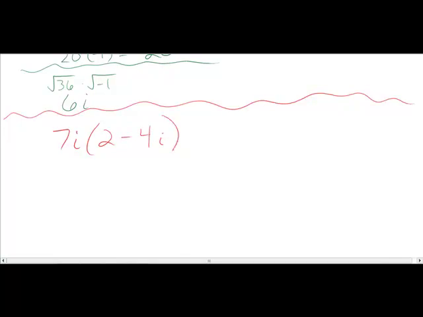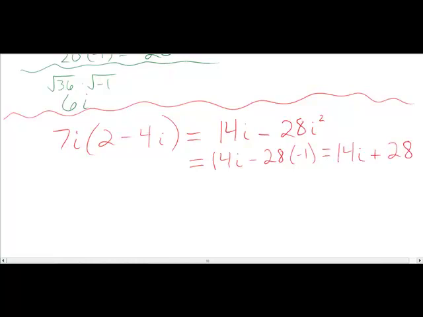Apparently I dragged my pen a little bit. So we're going to distribute just like normal. When I distribute, I have 7i times 2, that's 14i, minus 7 times 4 is 28, and then we have an i times i, which is, of course, i squared. Now be careful here. Again, i squared is -1, so what do we really have here? We have 14i minus 28 times -1, which becomes a positive 28. So really our answer is 14i plus 28.